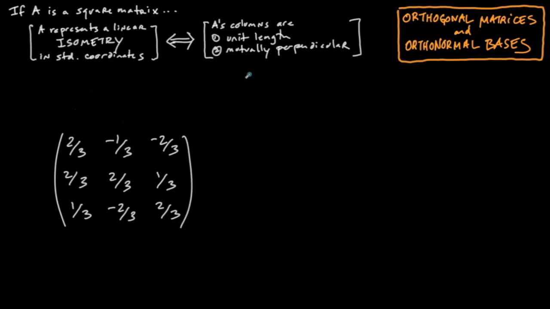Moreover, some quick dot products show that any pair of columns here are perpendicular. For example, taking the dot product of the first two columns, we get minus 2/9 plus 4/9, that's 2/9, minus 2/9, that's 0. So these two columns are perpendicular. Same story with the other pairs of columns. That means that this 3x3 matrix definitely represents a linear isometry of R3.